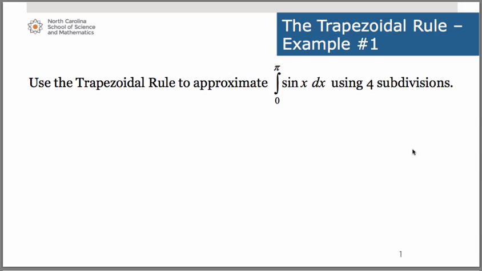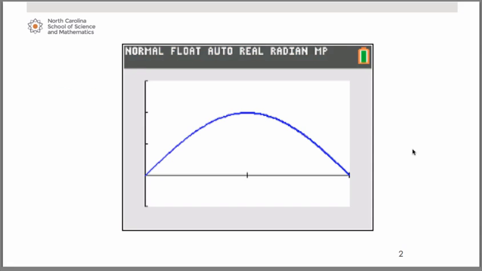So let's take a look at the graph of the function first and just talk about what it is we're trying to do. Here we have a graph of the function sine of x. 0 is of course on the left, pi is on the far right, pi over 2 is right in the middle, and we want to use 4 subdivisions to try to approximate the area under this curve.